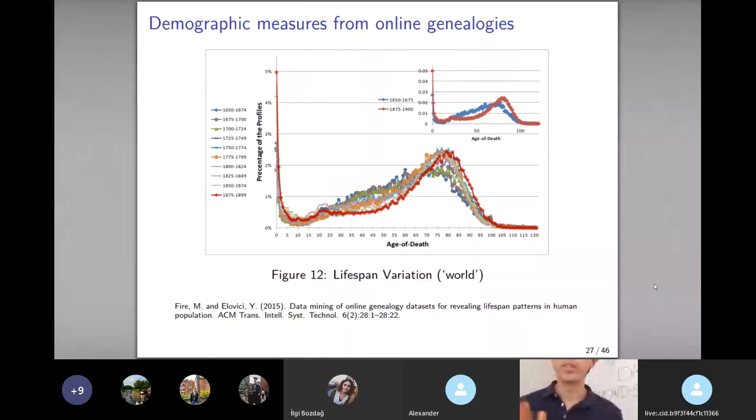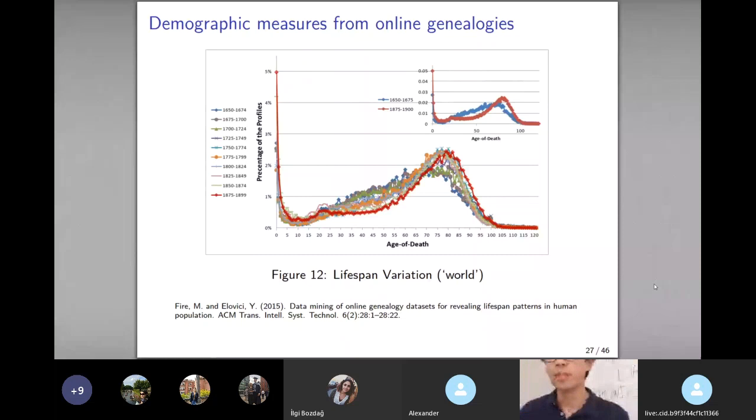Different colors are different cohorts. So different cohorts of people, you can see how lifespan variation has changed over time. And so what you see in the y-axis, so this is the death. So you can see the age at which different percentage of the profiles have died. So they show here a shift to ages, death happening at older ages for more recent cohorts. Right? So you can see the graph is shifting a bit to the right.